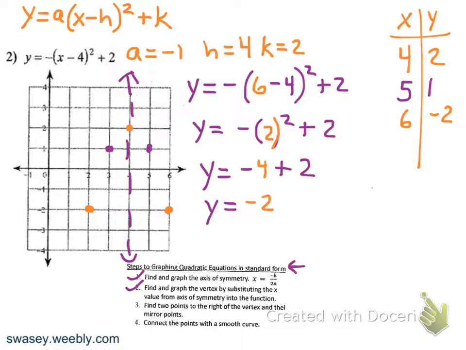And then we'll connect those with a smooth curve. Well, somewhat smooth curve. So you should see a parabola opening down. It has a vertex at 4, 2, and then you can see those other points.